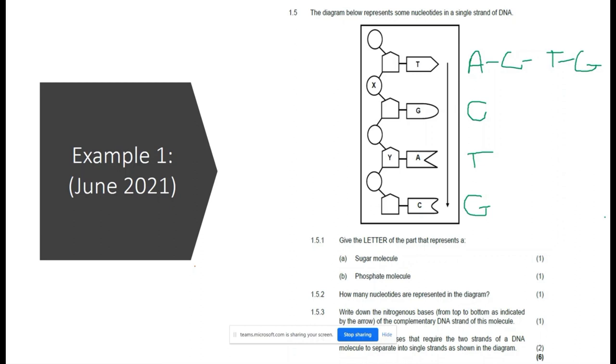1.5.4. Name two processes that require the two strands of a DNA molecule to separate. Which two allow them to separate? I'm waiting on an answer. Which two processes allow my DNA to separate? Remember, DNA is normally a double strand. Which two processes did your teacher tell you allow them to separate?